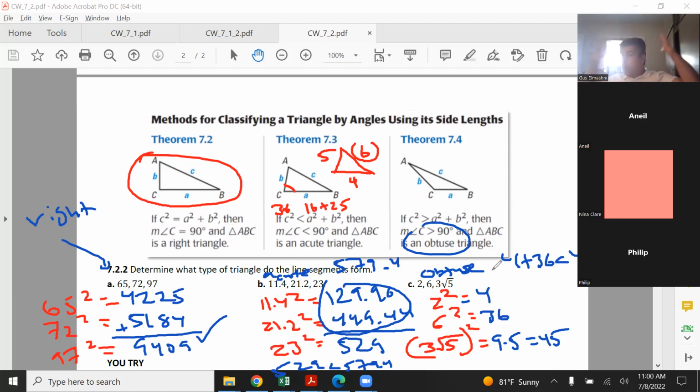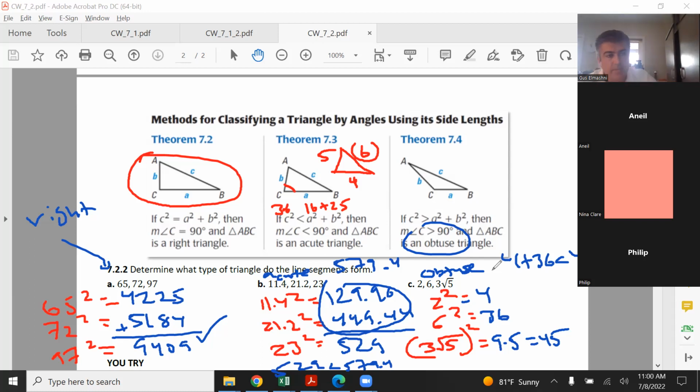it the Pythagorean Inequality Theorem, if you want to call it that, where you do Pythagorean Theorem, but what you're really doing is you're comparing a squared plus b squared to c squared. If a squared plus b squared equals c squared, it's right. If a squared plus b squared is greater than c squared, it's acute. If a squared plus b squared is less than c squared, then it's going to be obtuse. And we saw all three cases there for A, B, C.